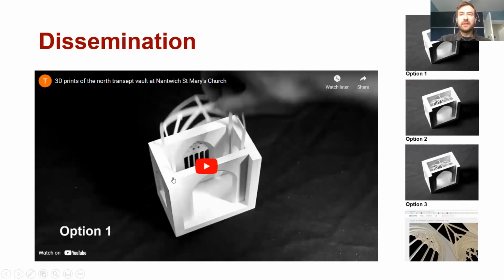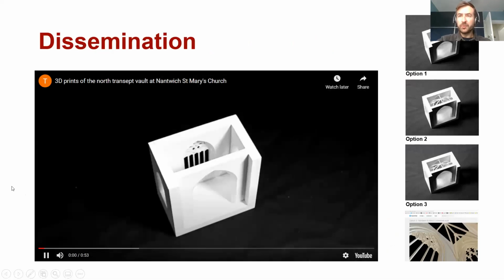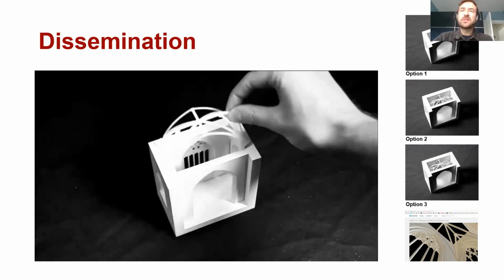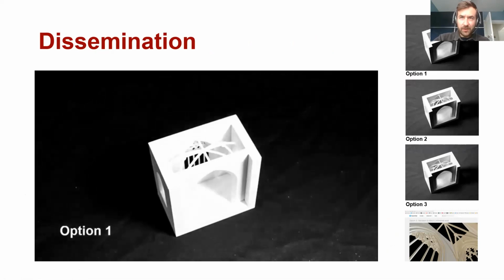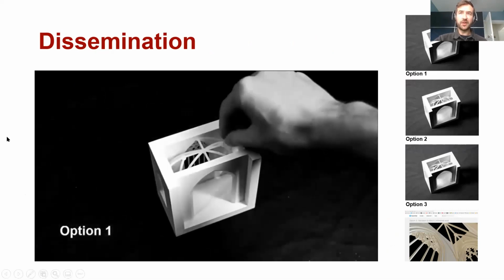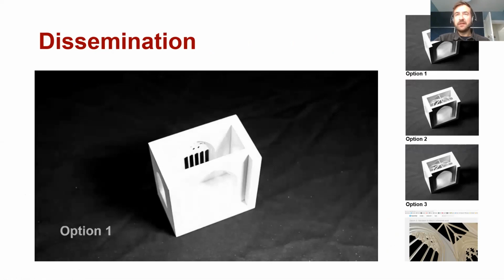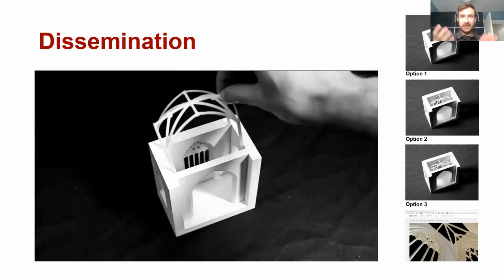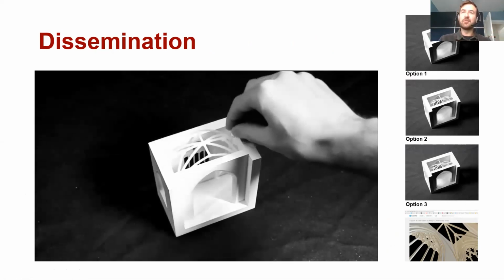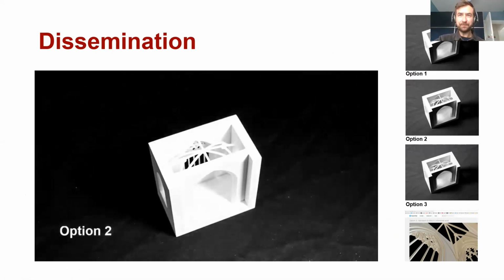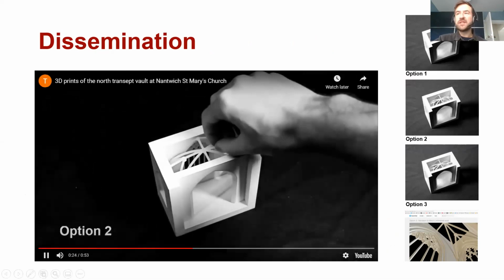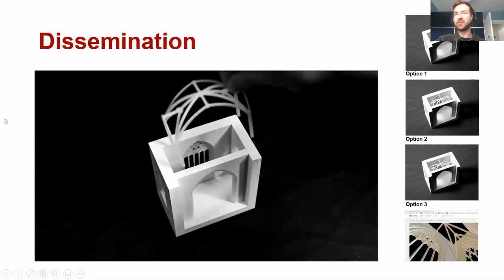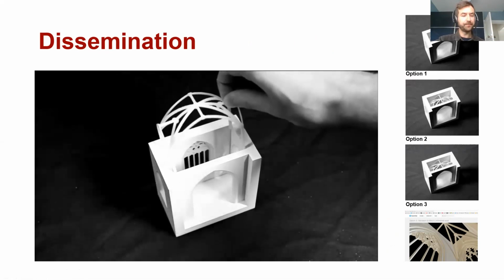So this is just some dissemination work that we did following our research in the north transept. So we were able to 3D print a skeleton vault using the 3 different options. If we weren't in the middle of a pandemic, we would have been delivering this talk to you in person, and we would have been able to give you this model, and you can kind of see for yourself what the 3 different options look like. And we also produce digital models as well, so that you can explore them online. And we'll give you some links to some more of our digital models at the end of the talk.